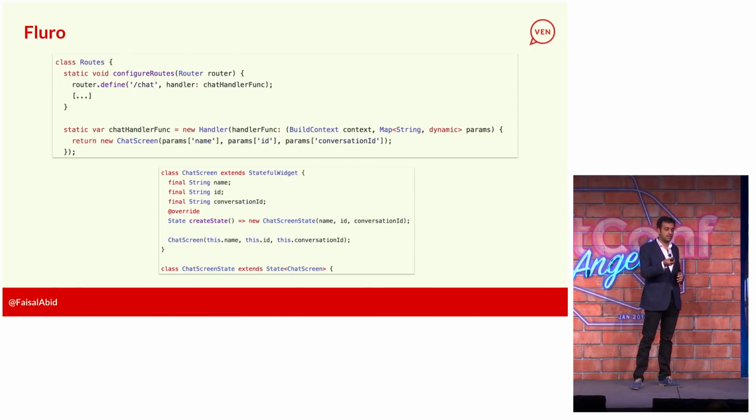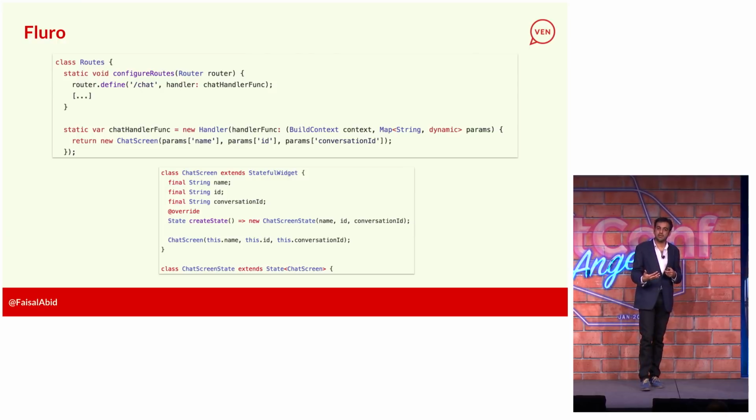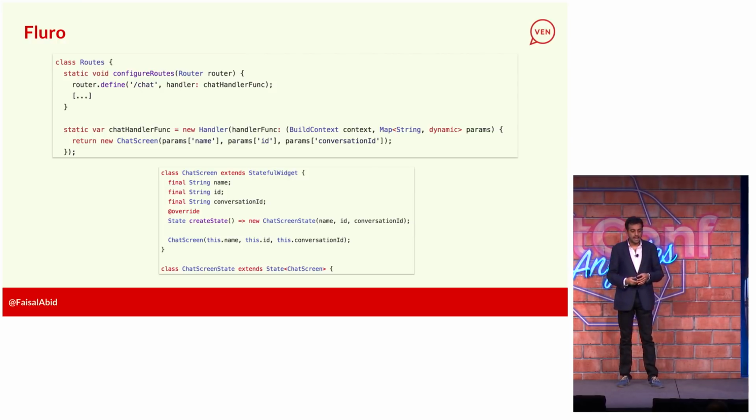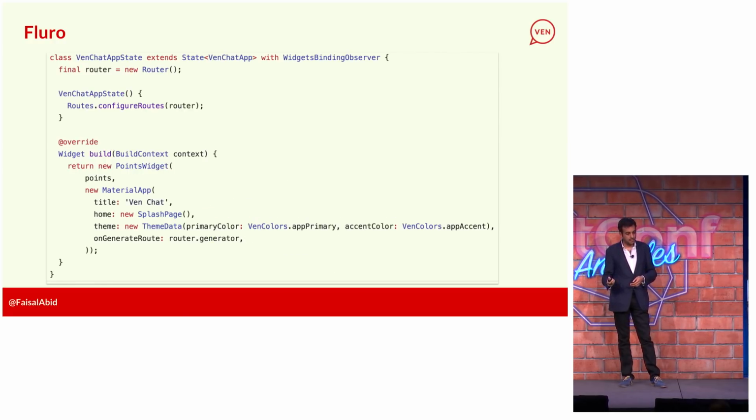And you can see that I have a routes class. And basically, configure routes has tons of routes. In this example, I just have a chat route, and it takes a chat handler function. And then the chat handler function creates a new chat screen widget, and takes in the name, ID, and the conversation ID. So when I want to start chatting with a member, I click on the member's profile, and all these arguments are passed in.